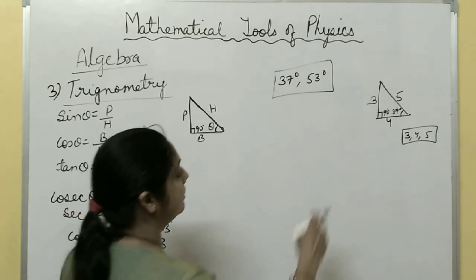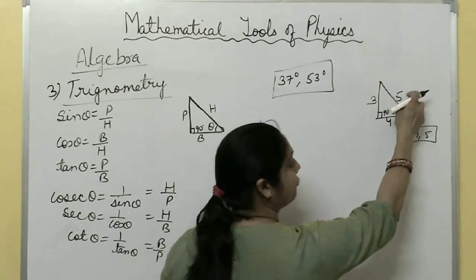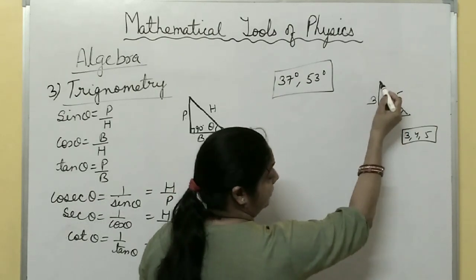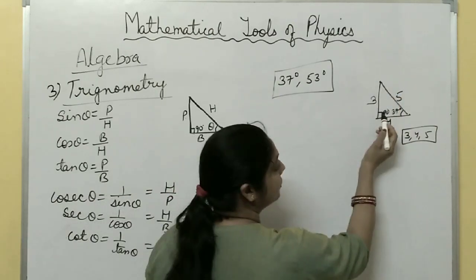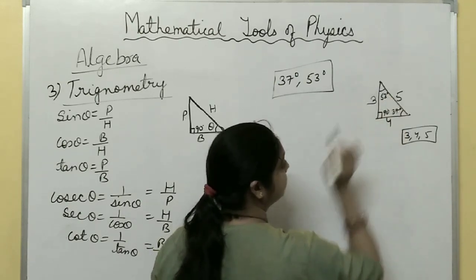You must remember this triangle 3, 4, 5. Now you can easily calculate 37 degree, and you know the sum of all angles is 180 degrees. So this one is 90, this one is 37, this one becomes 53 degree.